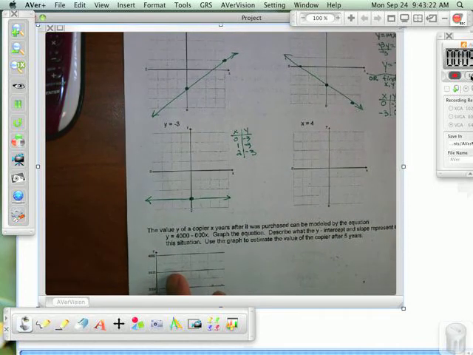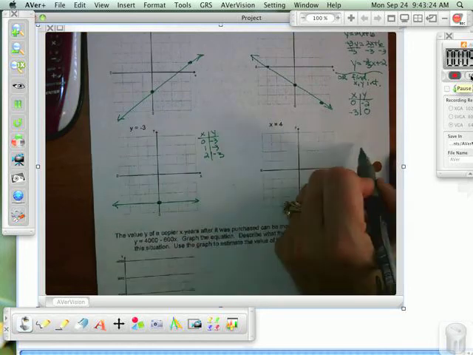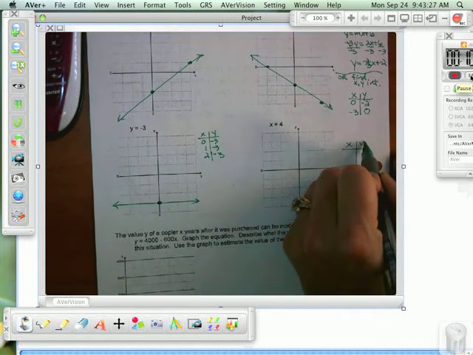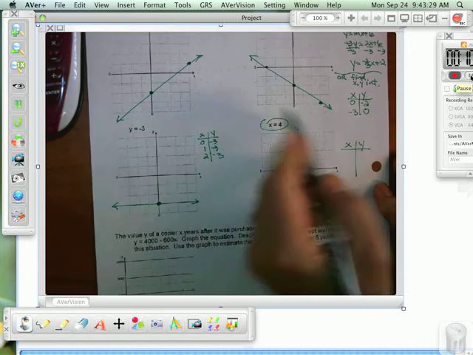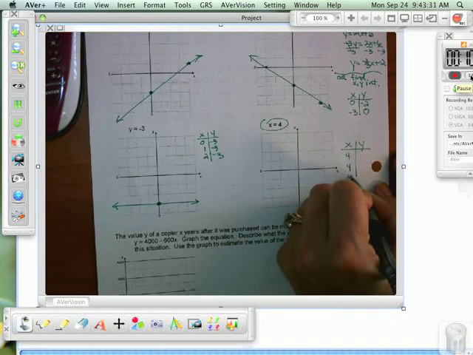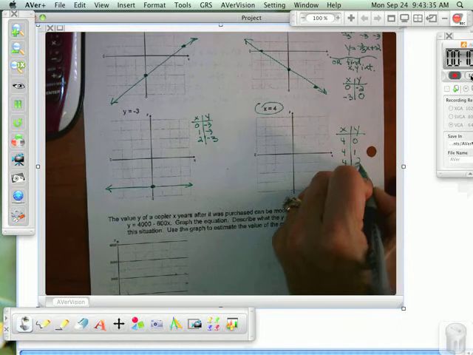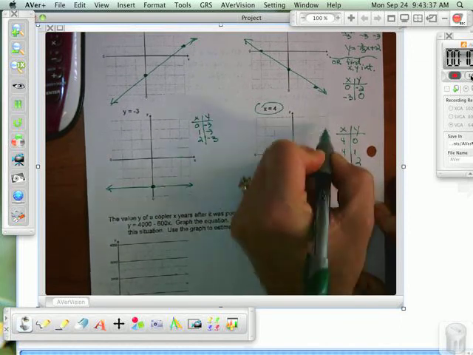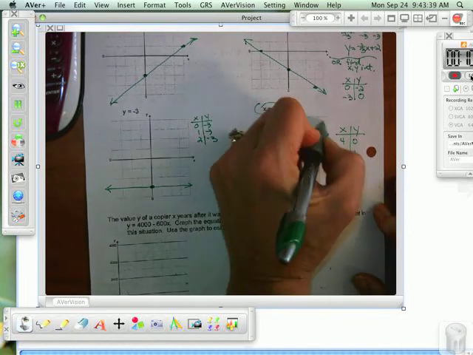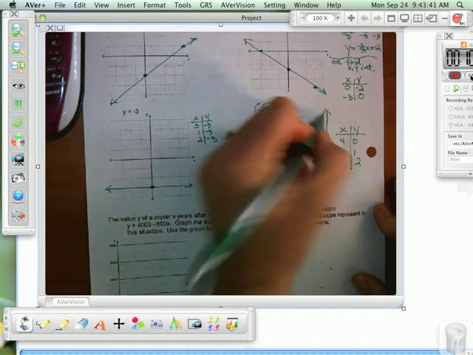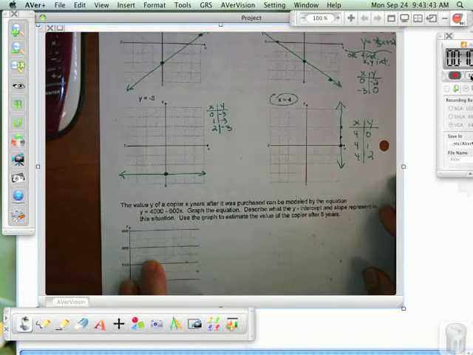Okay, how about x equals 4? What is that telling me? All the x values are 4. Every single one. It doesn't matter what you pick for y. 0, 1, 2. All the x values are going to be 4. So it's a vertical line. Yeah?